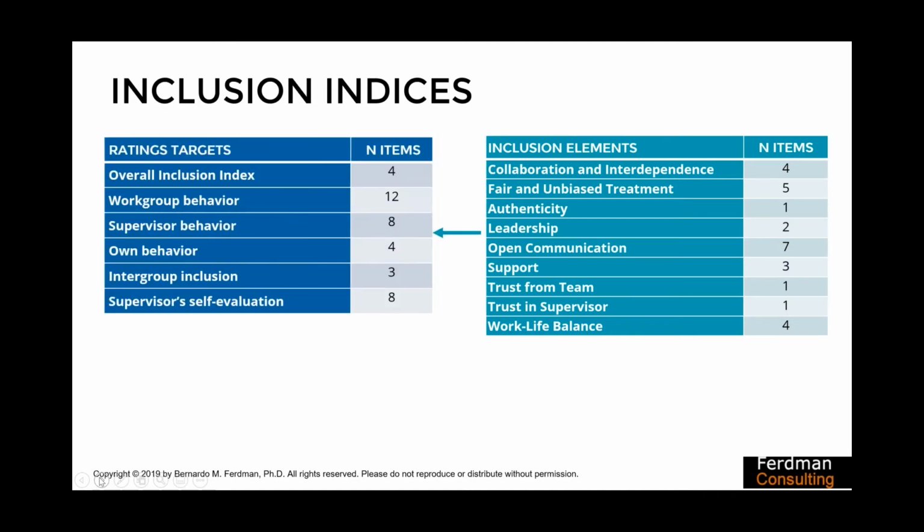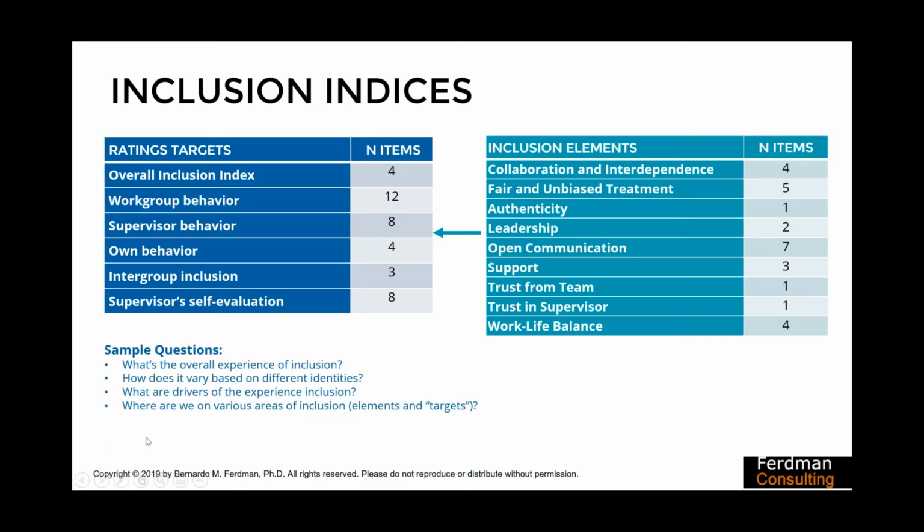If we click, you'll see that we also had different targets for rating those elements. So these were, in a sense, crossed with what it is that people were rating. There were 4 items, as I mentioned, for the overall inclusion index. There were 12 items where people rated the behavior of their work group. So that's what I would call inclusive behavior at that next level of group. People rated their supervisor's behavior. People rated their own behavior. And by the way, people who said that they were supervisors also rated themselves on those same supervisor behavior items. And I'll say more about that in a moment.